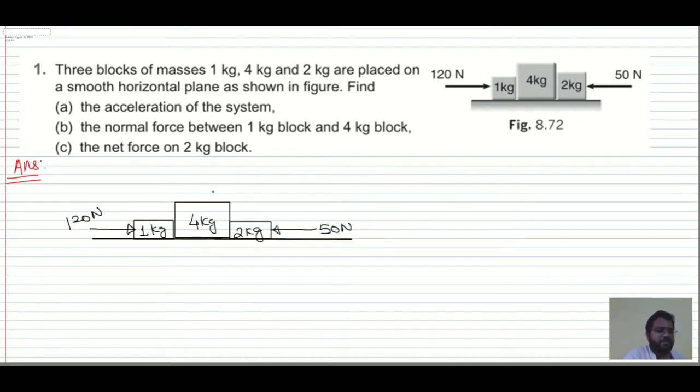Always remember, acceleration is always in the greater force direction. So acceleration will be in this direction, and this acceleration is equal to the greater force minus the smaller force divided by the total mass.